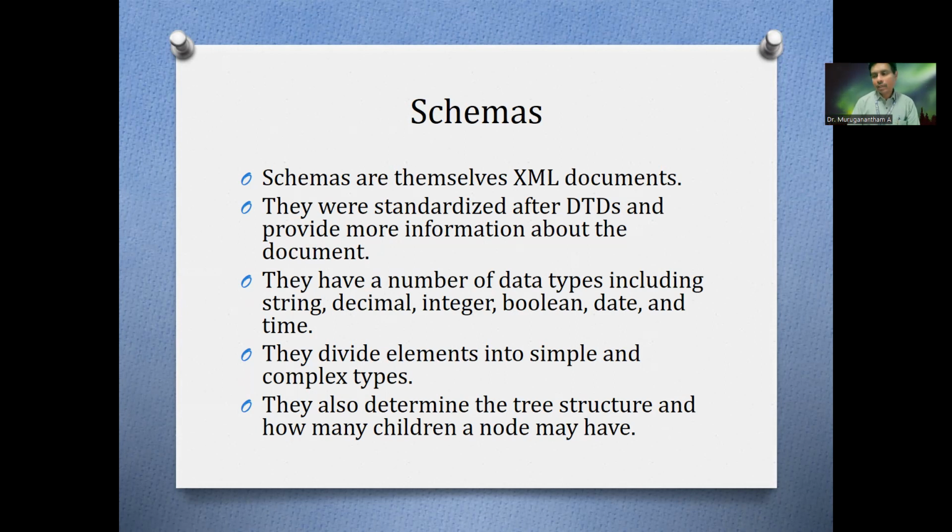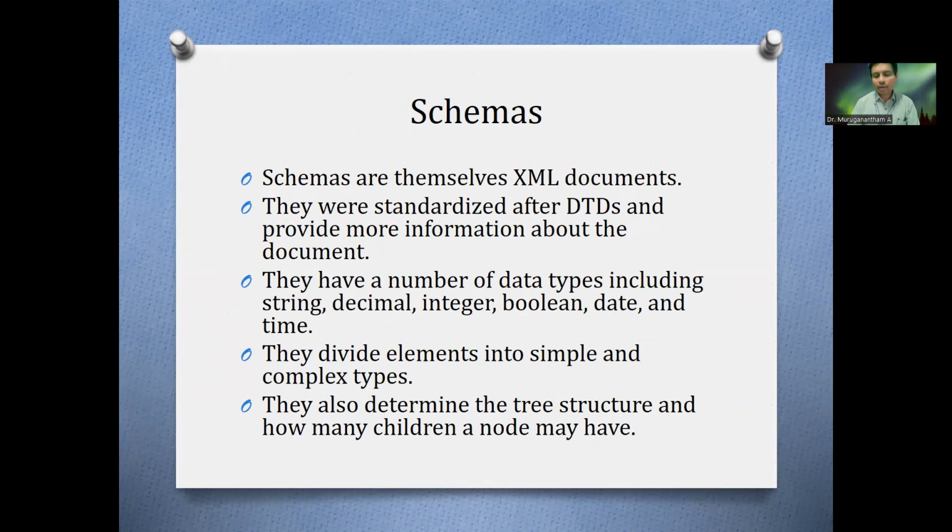Schemas are themselves XML documents, and they were standardized after DTD and provide more information about the document, because when you use DTD, you can use only PCDATA and CDATA. If you want to represent different kinds of information with different types, that is not possible with DTD. That is where they brought XML Schema, where we can include a range of data types, such as string, decimal, integer, boolean, date, and even time.